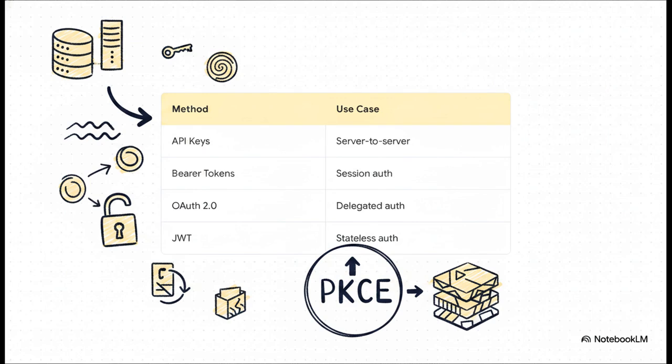We generally rely on 4 main authentication types. You've got API keys, which are simple and great for server-to-server communication, Bearer tokens, used for stateless session auth, OAuth 2.0, which is your go-to for delegated third-party access. And hey, quick pro tip here, under the new OAuth 2.1 standards, PKCE, Proof Key for Code Exchange, is now mandatory for all clients. And finally, we have JWTs for stateless, self-contained authentication.